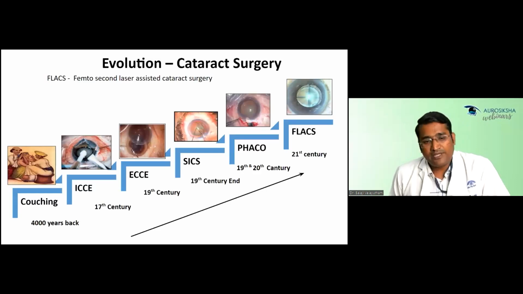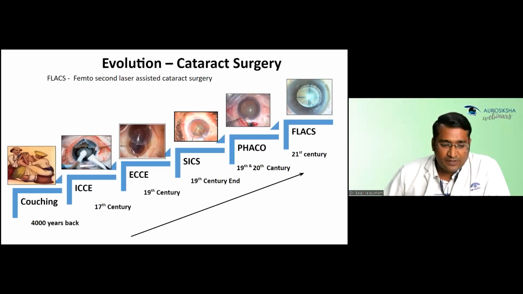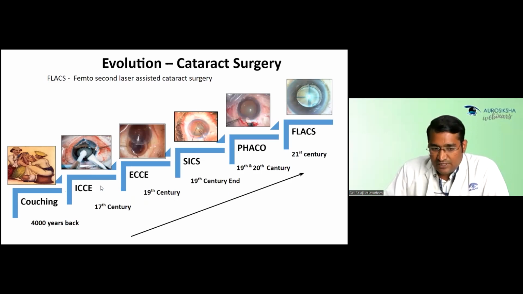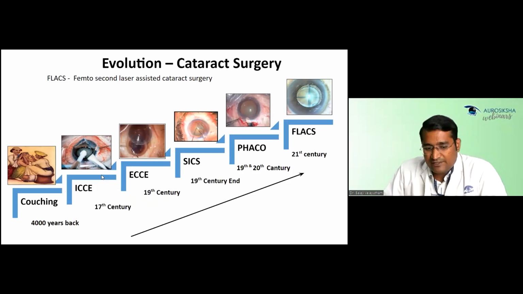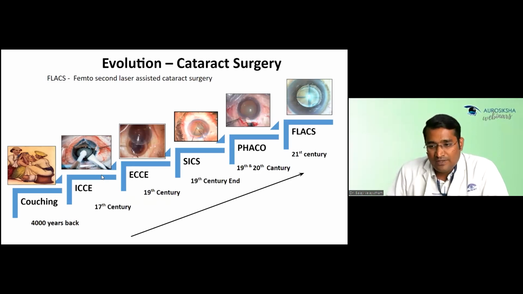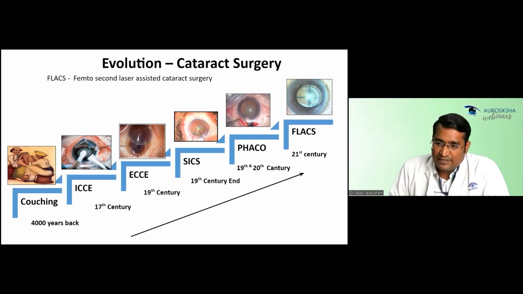But if you go into the history, it gets even more interesting. 4,000 years back, we were treating cataract with couching. I'll show you videos for all of these procedures. During the 17th century, it was intracapsular cataract extraction, which involves removing the lens as a whole. So removing the capsule, the nucleus, and the cortex, everything together with a cryoprobe. The cryoprobe has freezing temperature, so it just gets attached to the lens, and you pull the whole lens complex out of the eye.